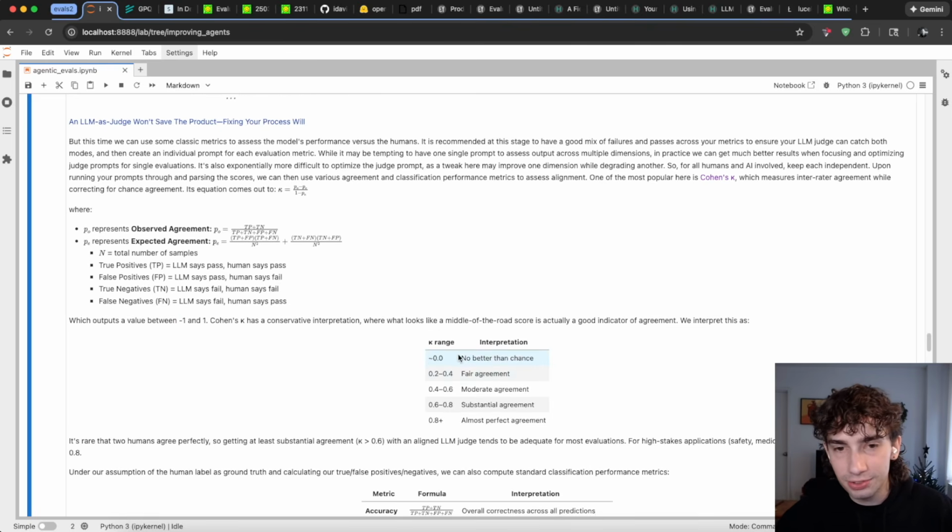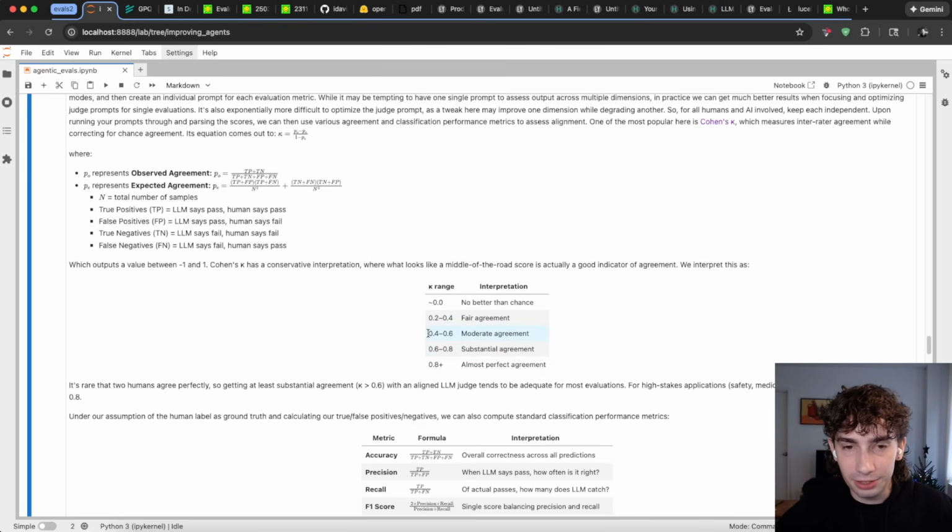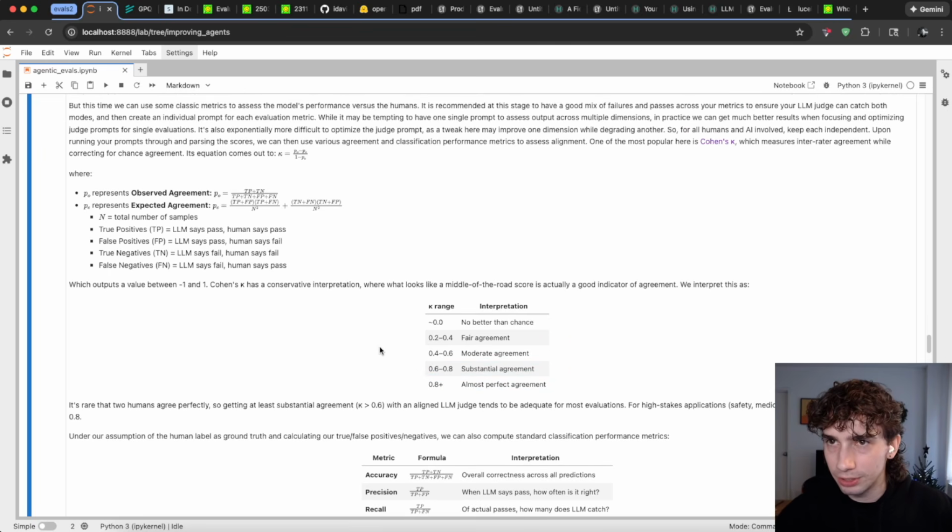We interpret this as such, where something around the range of 0.2 to 0.4 is fair agreement, and something around the range of 0.6 to 0.8 is substantial agreement. The scoring may seem a little bit conservative, as we would normally with things like accuracy want something like 99.9% accuracy, but the idea behind this is that most people really just don't agree.